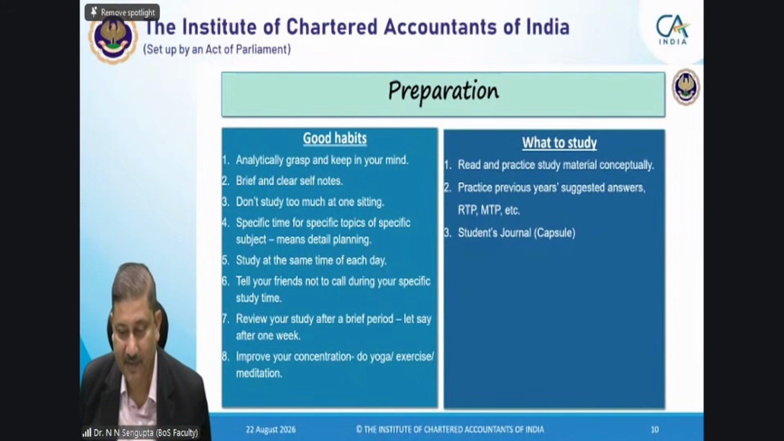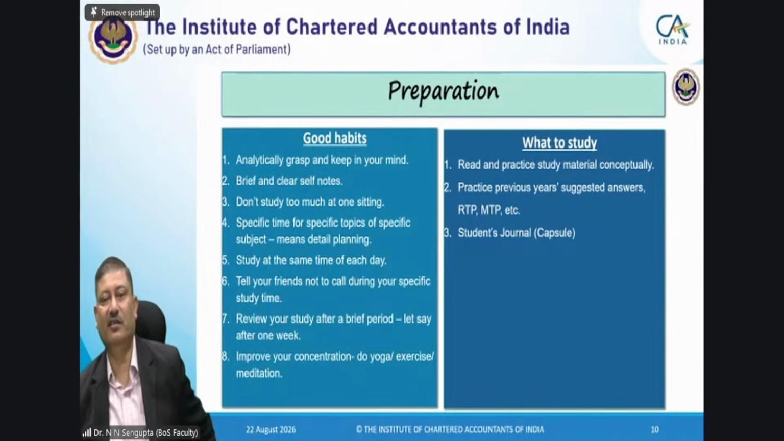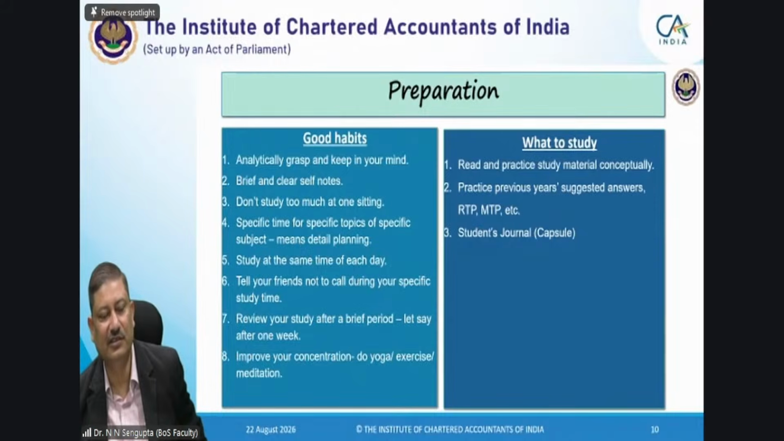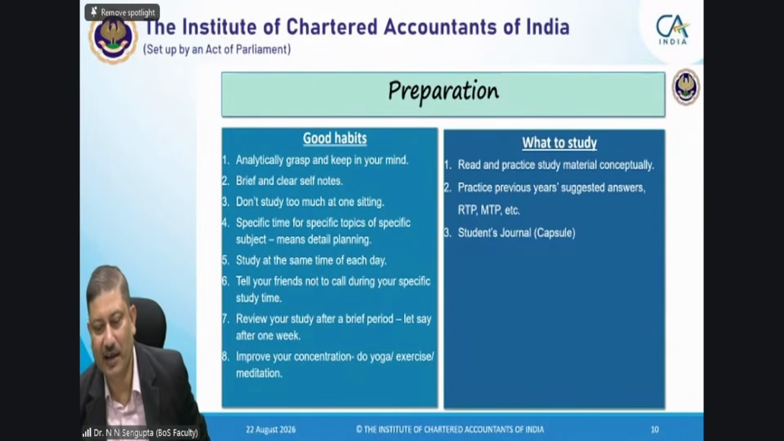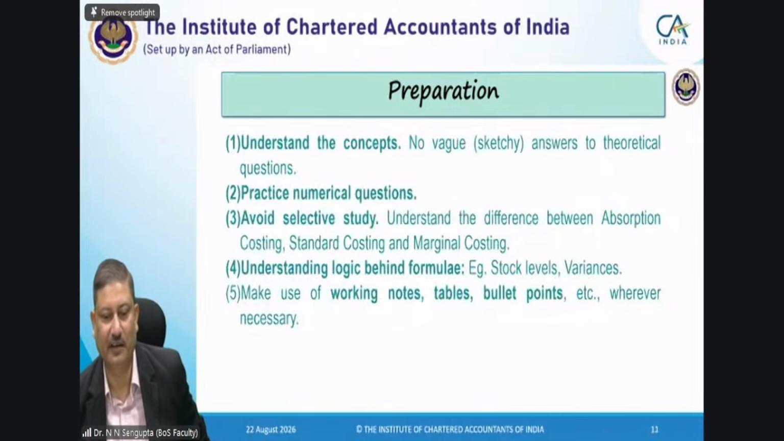And then academic factors: read and practice the study material conceptually. I'm sure that by this time you have already done it. Practice previous year suggested answers. This is very important. Previous year suggested answers, previous year questions, and if you can solve those questions in real time, and then your RTPs and mock test papers, and then obviously various capsules, various revision material. We have sarans, so those things you can go through very, very effectively.